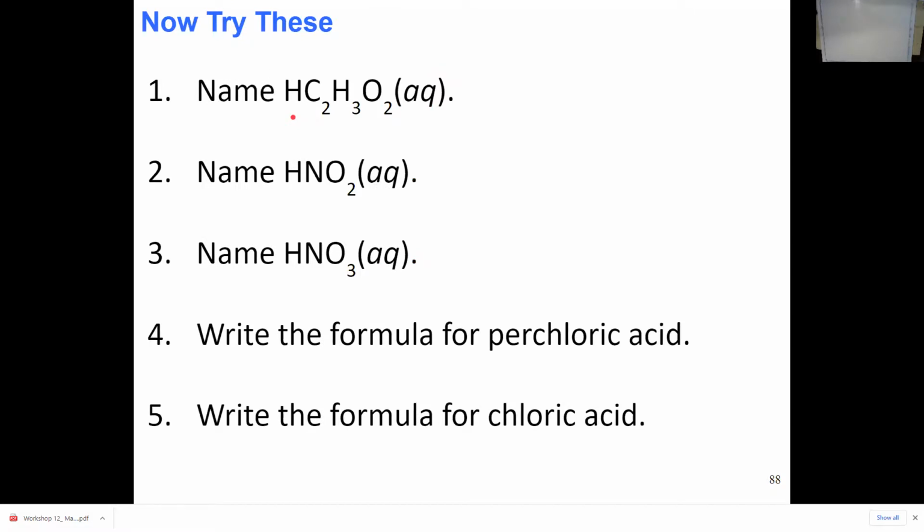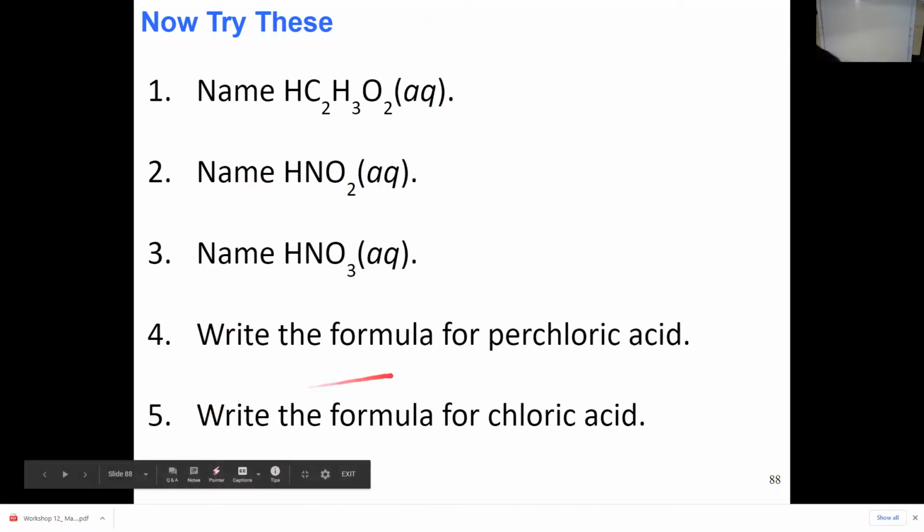Okay, now we're gonna try some with your oxyacids. We know that they're oxyacids. First of all, for our first three, we know these are oxyacids because we can literally see these oxygens. We know that numbers 4 and 5 are oxyacids because they do not have hydro in the name. So we're going to do these ones on my whiteboard.